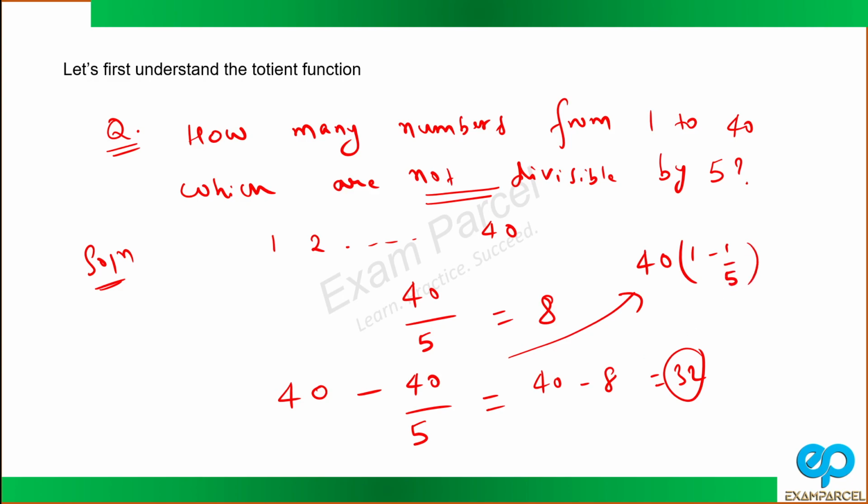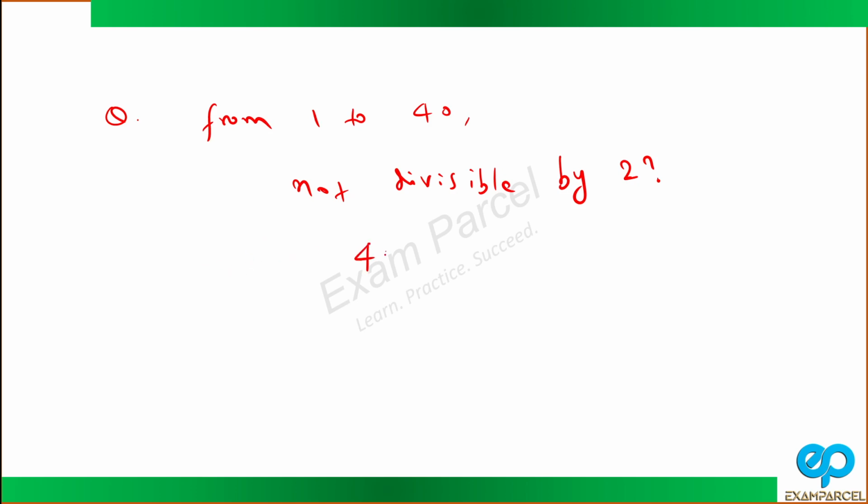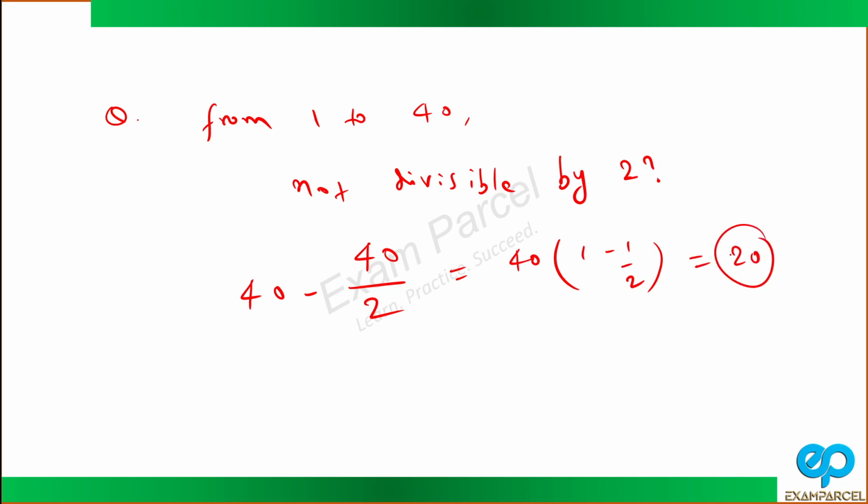Now, in the very same question, if I ask you how many numbers are there from 1 to 40 which are not divisible by, let's say, 2. Okay. So again, same way you will say that 40 by 2 numbers would be divisible, and if I subtract this from 40, then I will get not divisible. So if I take 40 common, so 1 minus 1 by 2, right? So from here you will get 20.